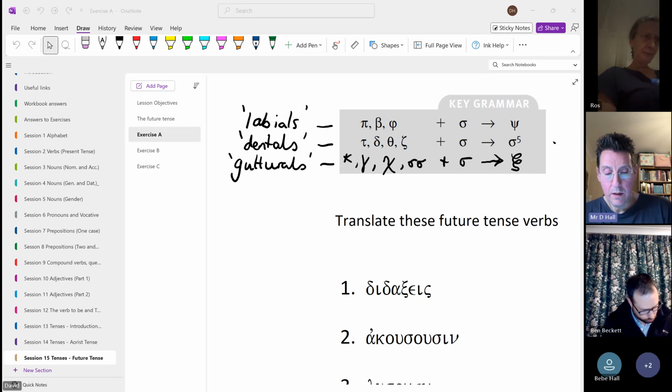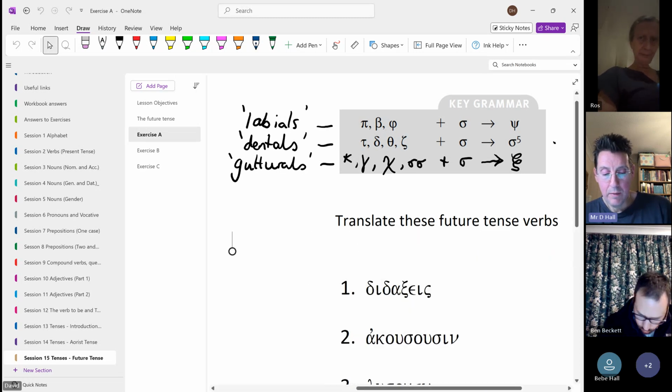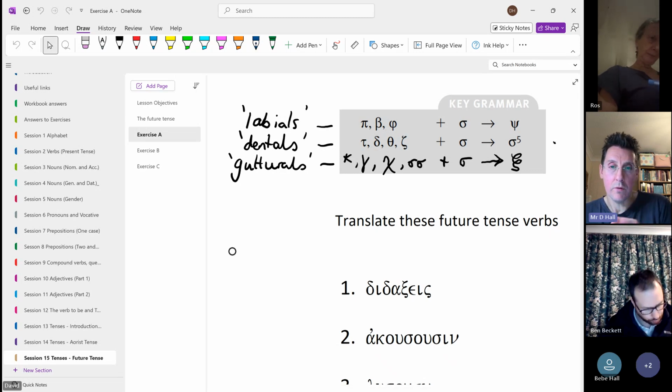Then there's the next group, which is tau, delta, theta, and zeta. If you add the sigma to make the future tense, then that just sort of takes over, and these letters, these dentals, drop out, and you end up with just the sigma. And then you've got the third group, which is the gutturals: kappa, gamma, chi, and you've got your double sigma. If you add a sigma to that, you end up with xi.